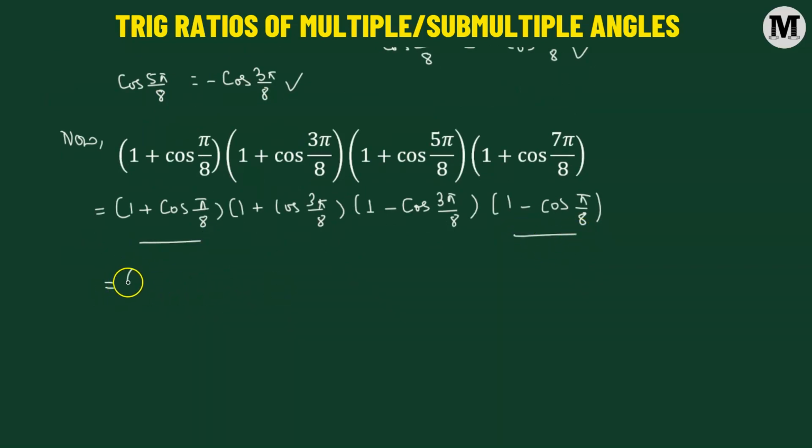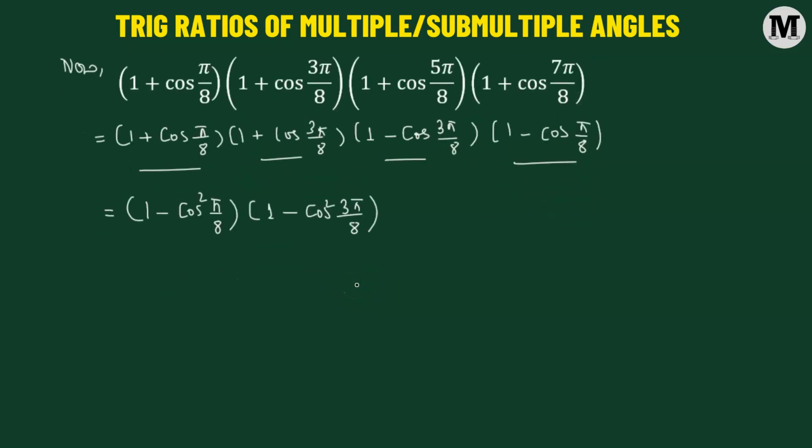That's nothing but the difference of two squares, where we get 1 minus cosine squared pi over 8. Then we have 1 plus cosine 3 pi over 8 multiplied by 1 minus cosine 3 pi over 8. That will also be the difference of two squares. We have 1 minus cosine squared 3 pi over 8. Now we can further simplify cosine squared 3 pi over 8.